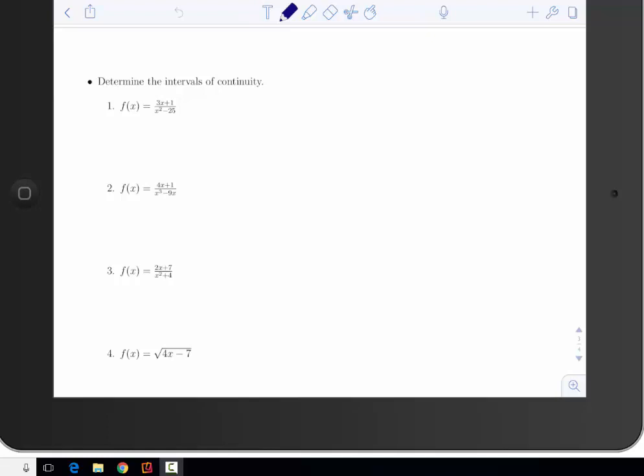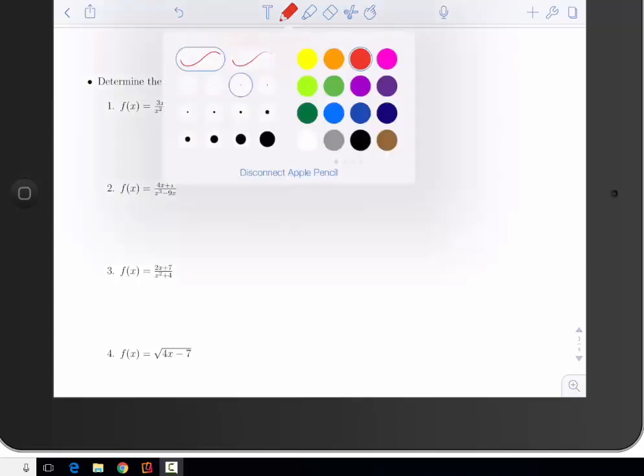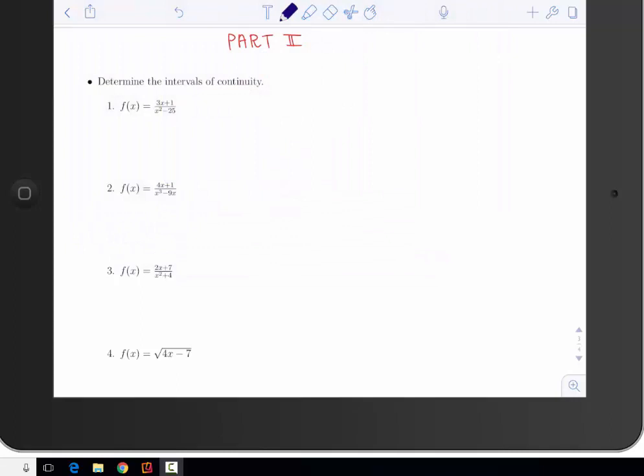This is the second part of the video lecture about continuity. So this is part 2 when we're going to talk about continuity over some intervals, and here the main goal of all of the problems really will be to find the domain of each function. Okay, so let's just go ahead and jump right into doing these problems.